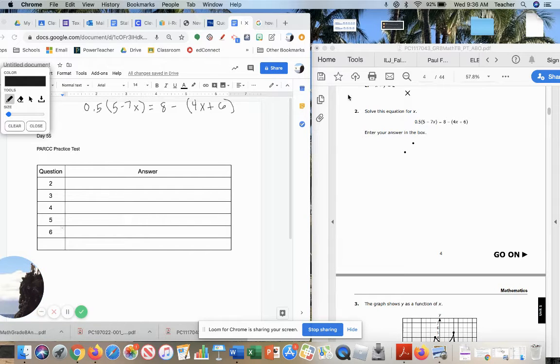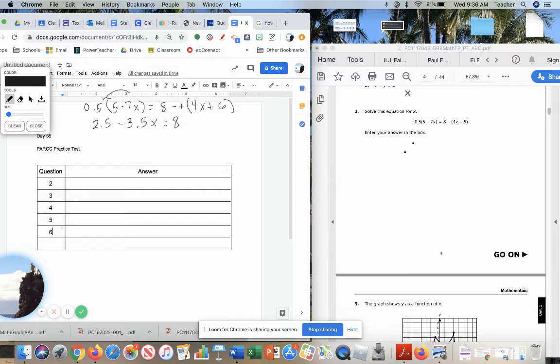So this number 2 is the first one, and you have 0.5 times (5 minus 7x) equals 8 minus 4x plus 6. So that's written right here. So, of course, the first thing I have to do is take this 0.5 and distribute it there and there. 0.5 times 5 is 2.5. 0.5 times negative 7 is negative 3.5, and don't forget the x, equals 8.